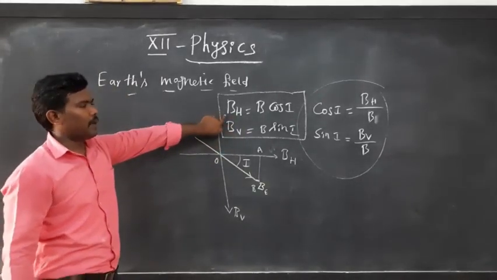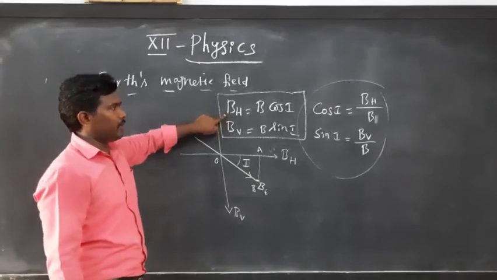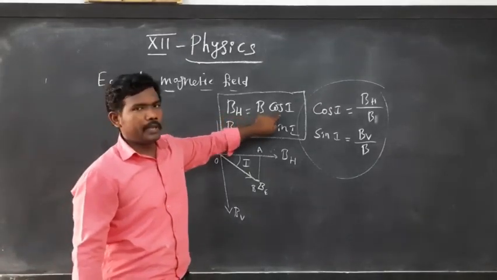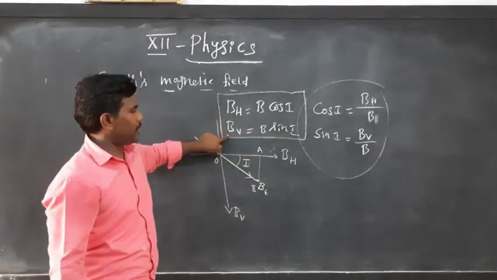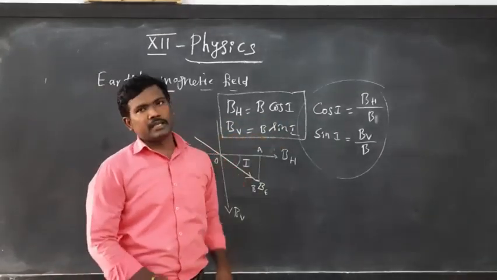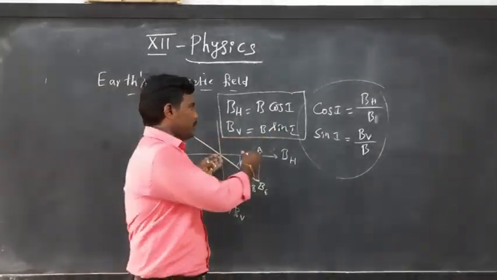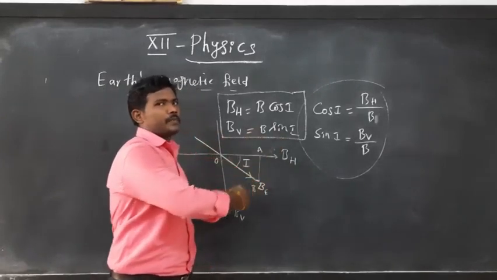So what is the formula for the horizontal component of the earth's magnetic field? It is equal to B cos I. What is the formula for the vertical component? It is equal to B sin I. Now we are going to use this formula for the special cases.